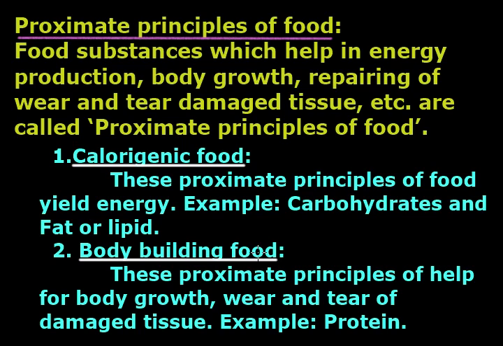The bodybuilding foods are those proximate principle foods that help in body development or growth. Body growth means this kind of food helps in development of cells, cell membrane, and it also helps in repairing wear and tear and damaged tissues. Well, protein is an example of bodybuilding food.